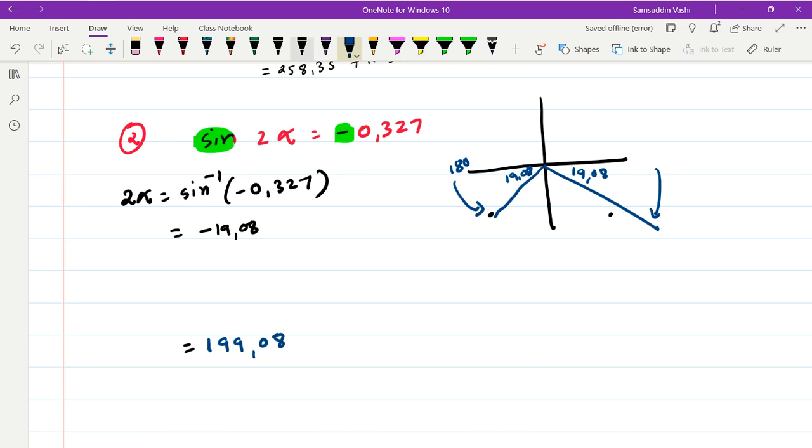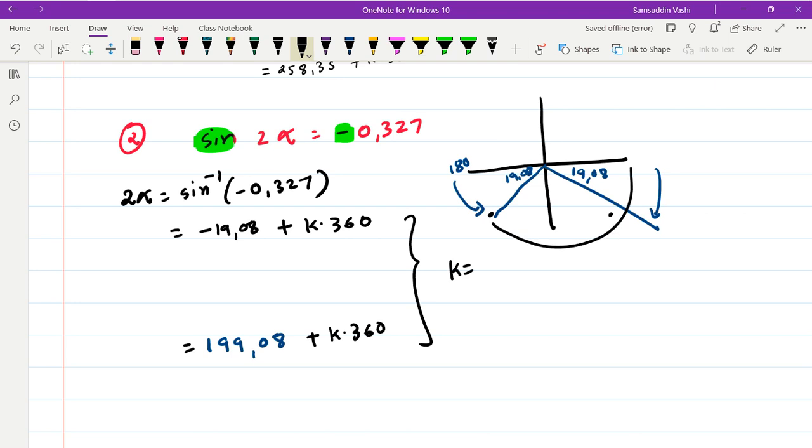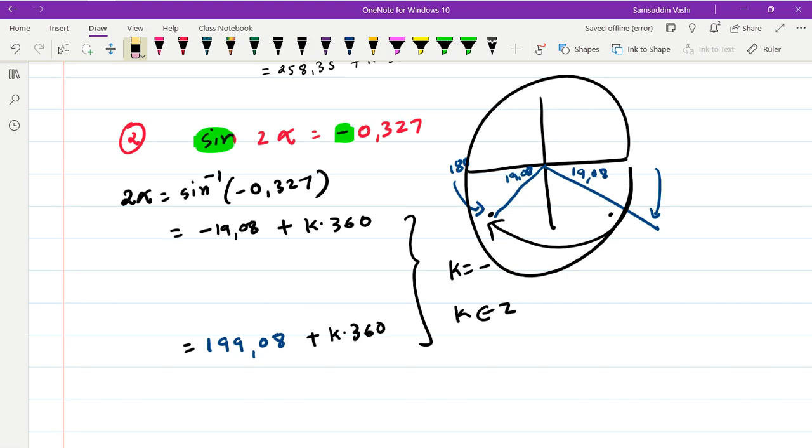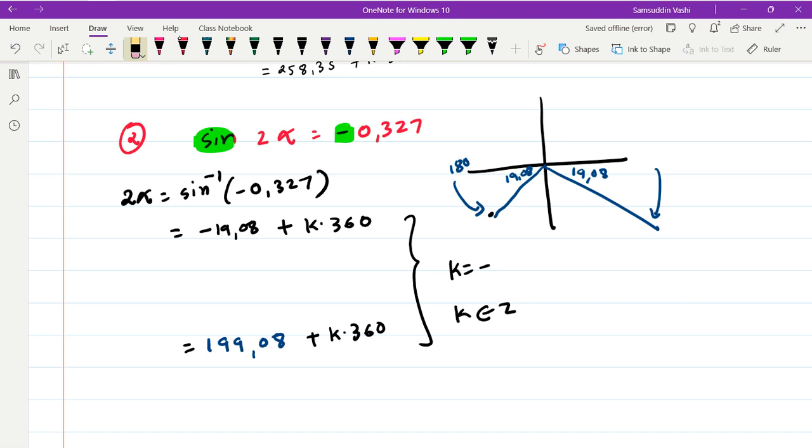Right? Now this is the time to write the general solution. K times 360 means my multiple answers are moving clockwise or anti-clockwise. Clockwise, k will be negative, and anti-clockwise, k will be positive. And combined, k belongs to Z. Okay, integers will take you to all positive and all negative movements. All right. Now this answer is not for alpha. It is for 2 alpha.